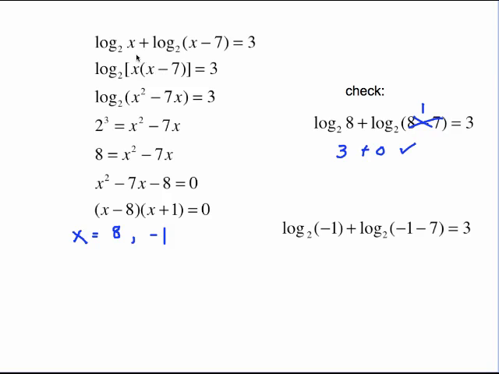On this one, I've put negative 1 in for both of these x's, and this is the expression. As soon as I get right here, log base 2 of negative 1, I can quit. I don't even have to look right here, because this is saying take the log of a negative, which we know is impossible. So that says the negative 1 gets thrown out. So our only solution is x equals 8.